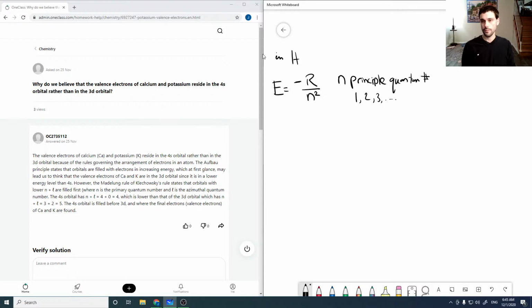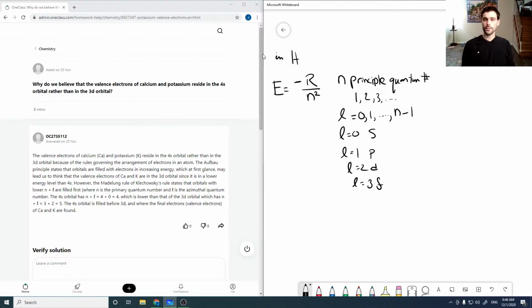They're all integer and non-zero. L is our orbital quantum number, or azimuthal, and it equals 0 up to n minus 1. So for a given n, your L can only go up to n minus 1. And these numbers are what we usually use for our s, p, d labels. So L equals 0 is s, L equals 1 is p, L equals 2 is d, L equals 3 is f.